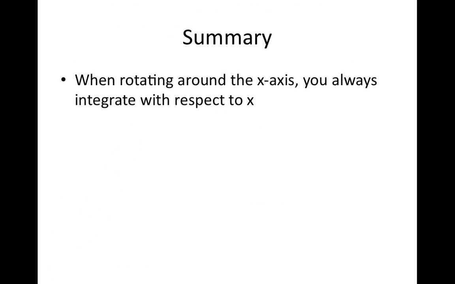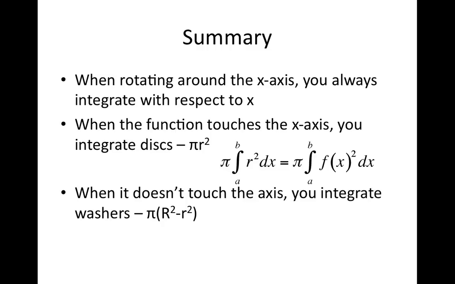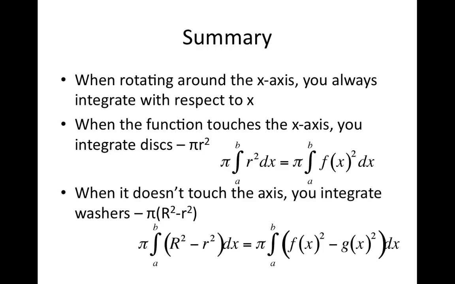So in summary, if I'm rotating around the x-axis, you're always going to be integrating with respect to x. If the function touches the x-axis, you're going to be integrating disks. If it doesn't, you're going to integrate washers. Okay, and here I have pi times big R squared minus little r squared, where big R is the upper function and little r is the lower function. This is all if I'm just rotating around the x-axis.